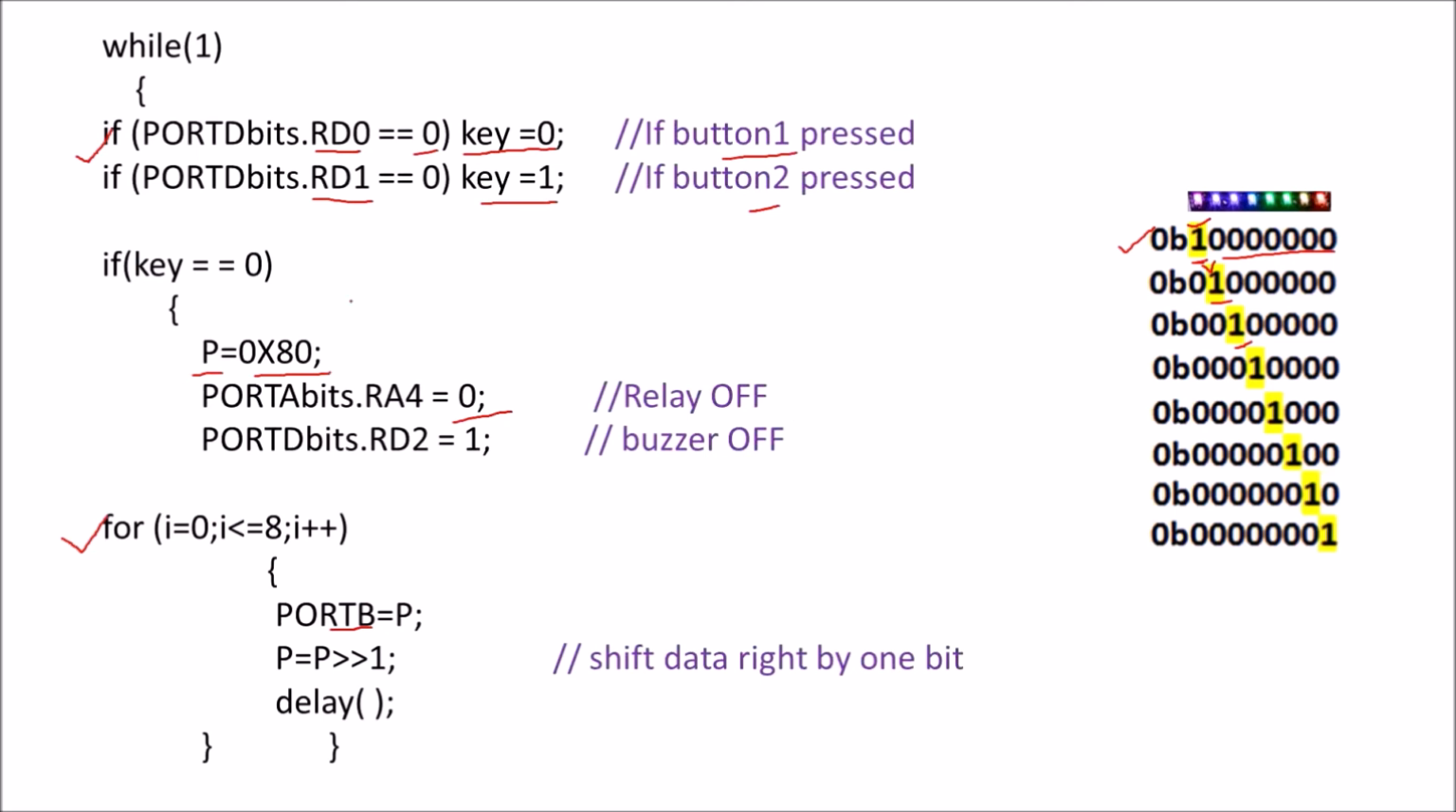So we are shifting this initial data by 1 bit. This is the shift operator used in C. We'll shift this data of P in the right direction by 1 bit. So this instruction is used and we'll call a delay. 8 times we are going to shift in the right direction, and after that, since it is written in a while loop, it will again check whether the key is pressed by the user or not. So we'll complete this for loop and this if block also. This is for switch 1, if switch 1 is pressed.